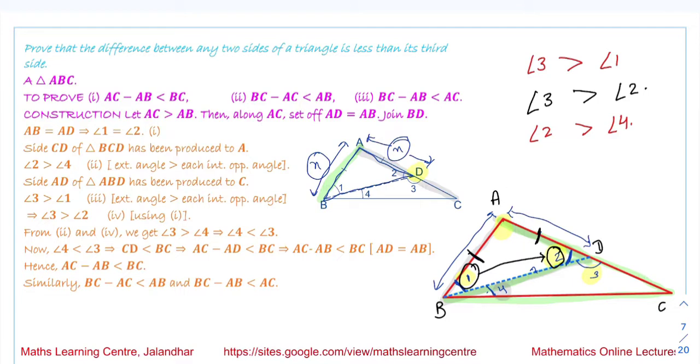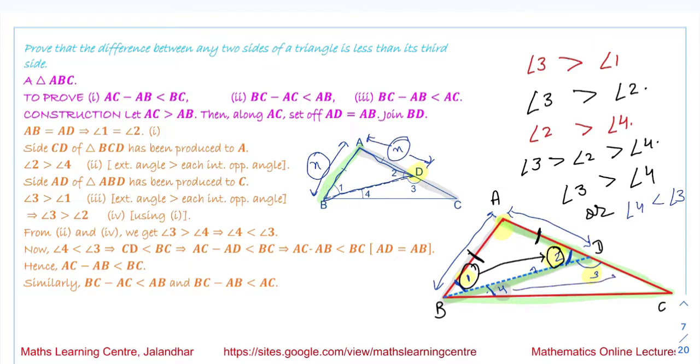So combining these two results, what we get is that angle 3 is greater than angle 2 is greater than angle 4. So angle 3 is greater than angle 4, or we are writing it as angle 4 is less than angle 3. Now if angle 4 is less than angle 3, if we look at the sides over here, opposite to angle 4, the side DC is there, and opposite to angle 3, the side BC is there. So what we get is that DC is less than BC.